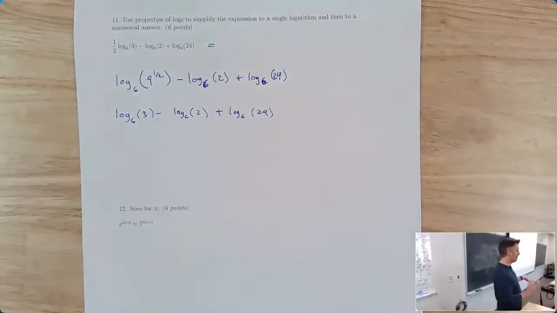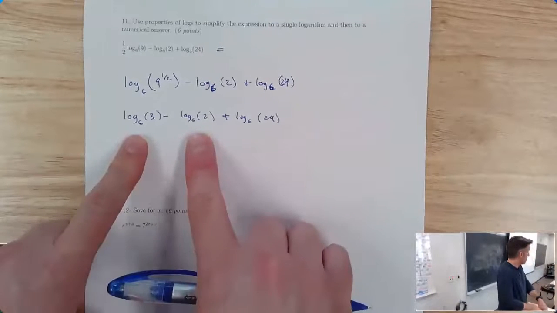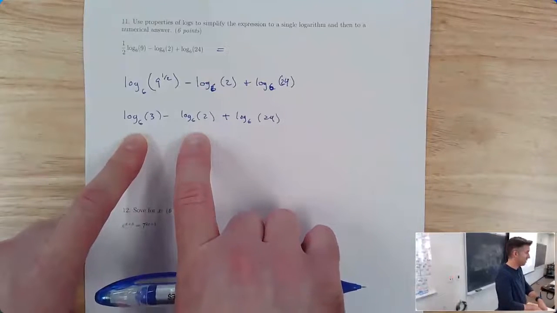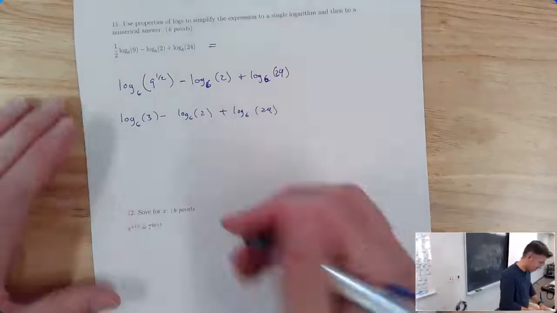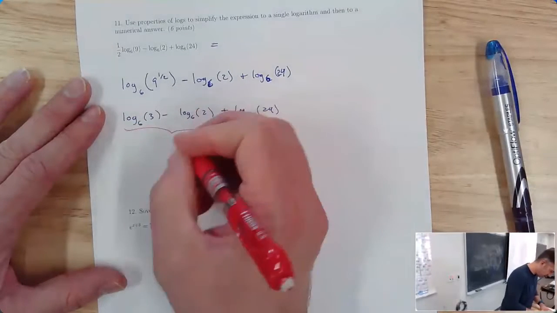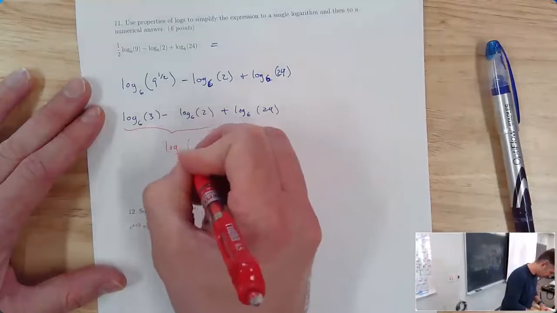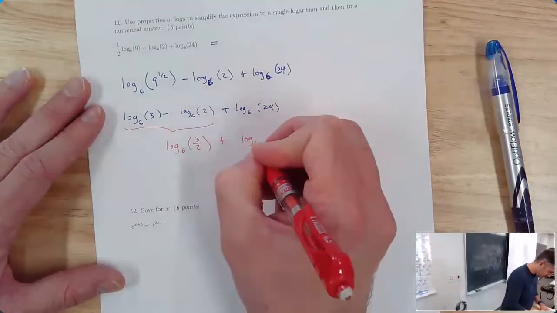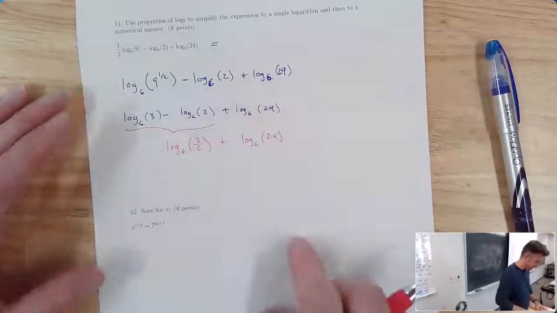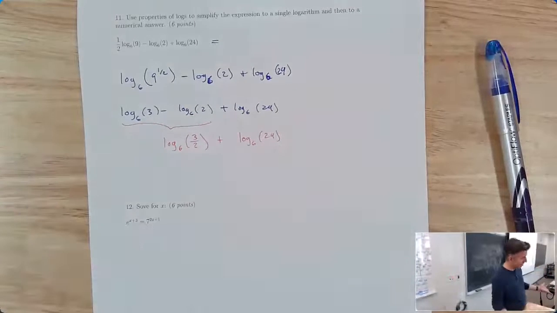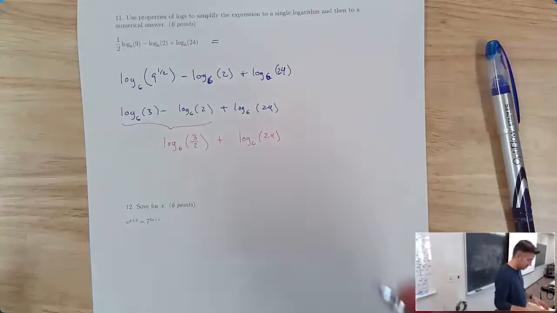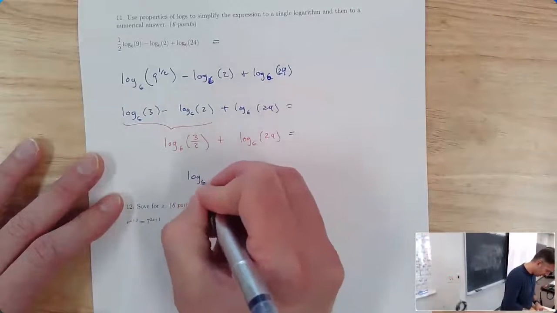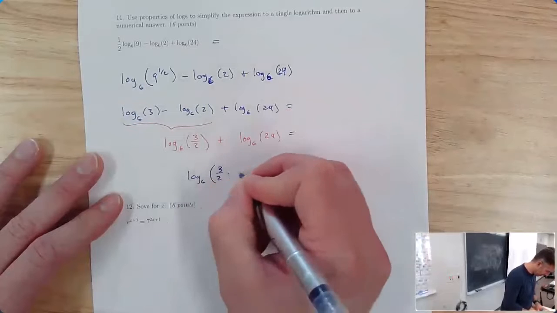And if I was trying to do this piece by piece, I would probably just combine these first two things first and say, oh, log base 6 of 3 minus log base 6 of 2 is going to be log base 6 of 3 divided by 2. So this part here is log base 6 of 3 divided by 2 plus log base 6 of 24. And now that I have these two logarithms added together, I can multiply their insides. This is going to equal log base 6 of 3/2 times 24.